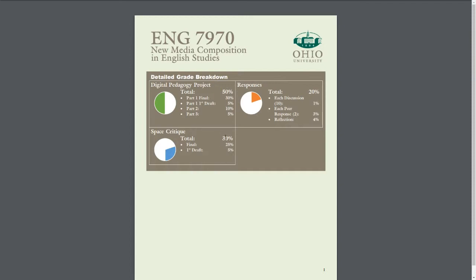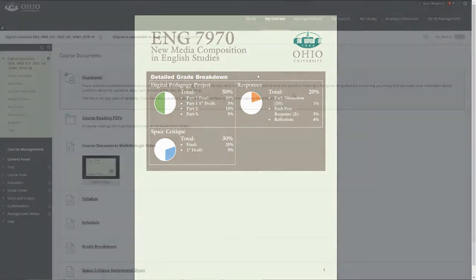A few things I want to point out is that we do have 2 first drafts for the major assignments. These are worth 5% each. And that in the digital pedagogy project, you do have 3 individual pieces that together are worth 45%. In the responses, you have 10 regular responses worth 1% each, 2 peer responses worth 3% each, and a final course reflection that's worth 4%.